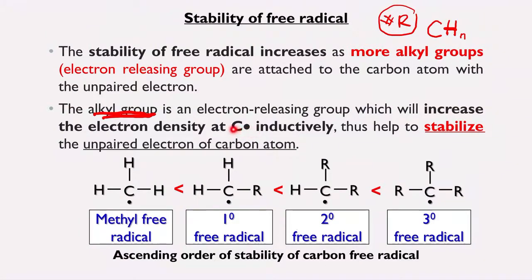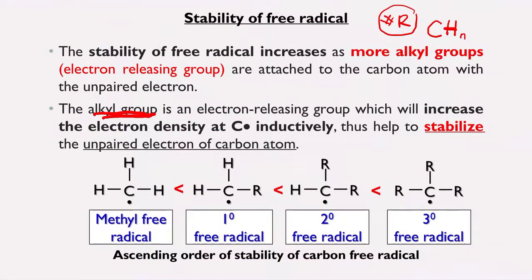Okay. So lagi banyak awak punya alkyl group, lagi more apa ni? The alkyl group is an electron releasing group which will increase the electron density at carbon free radical inductively. So this will help stabilize the unpaired electron of your carbon atom yang ni. Okay. So this is the order of stability for carbon free radical.